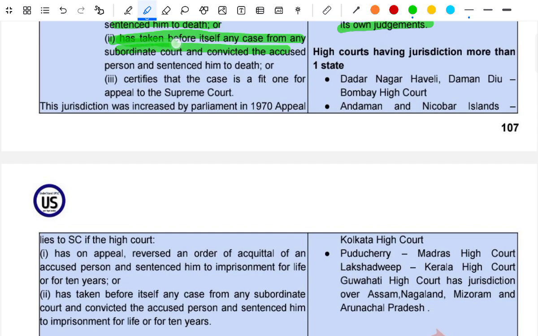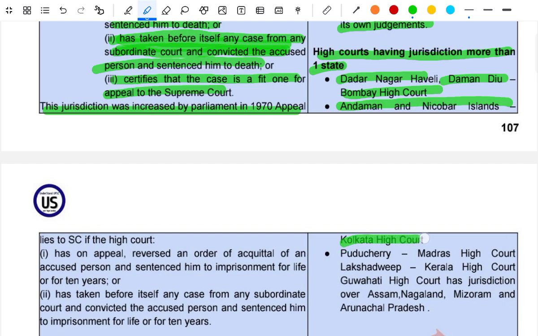Second, has taken before itself any case from any subordinate court and convicted the accused person and sentenced him to death. Third, certified that the case is a fit one for appeal to the Supreme Court. This jurisdiction was increased by Parliament in 1970. High Courts having jurisdiction over more than one state: Dadra and Nagar Haveli, Daman and Diu, Bombay High Court; Andaman and Nicobar Islands, Kolkata High Court.